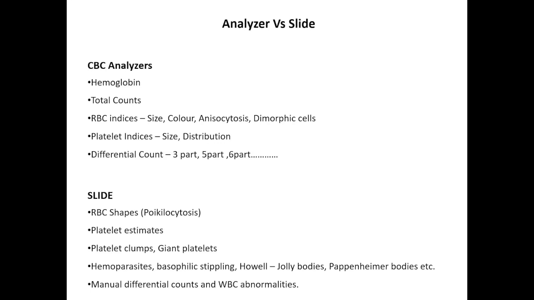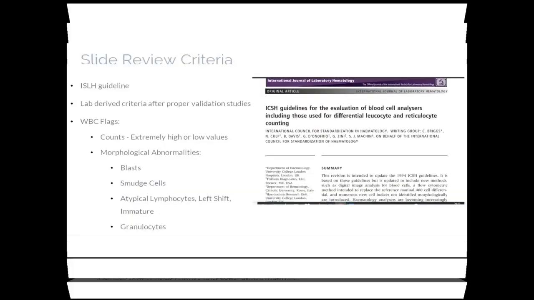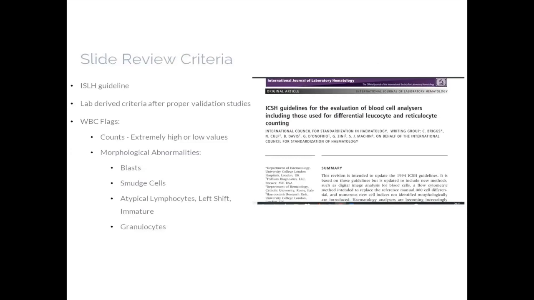And if you are in a regular lab where you are not seeing many hematopathology samples, it would come down to 5 to 10% with good validation. Still, there are slide review criteria given by ICSH, and we follow these criteria in most of our labs. Depending on the situation, what kind of hospital or what kind of lab you are, you need to make certain changes, but those all should be validated.